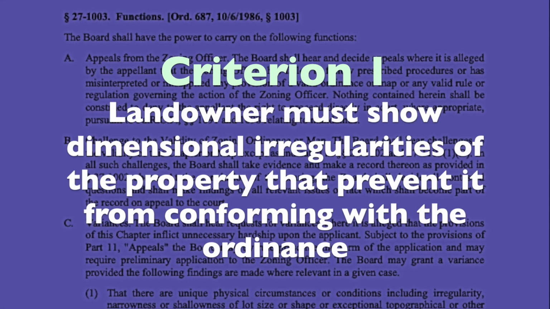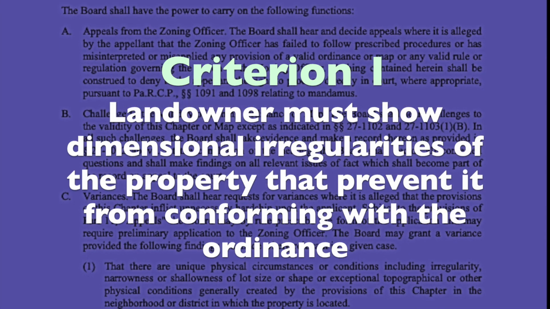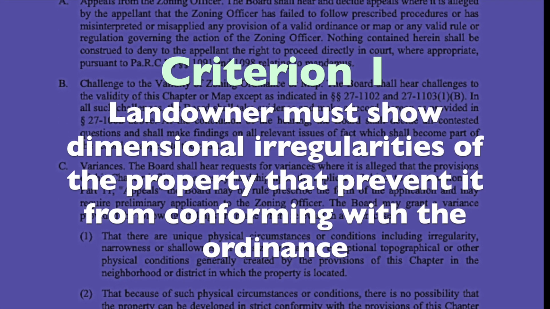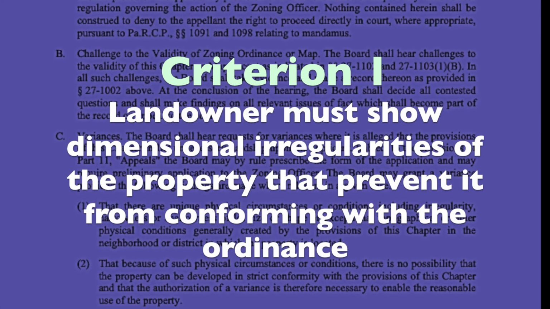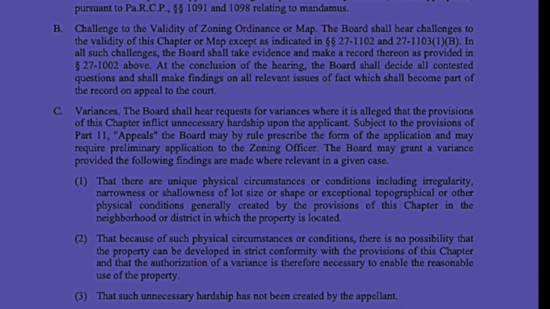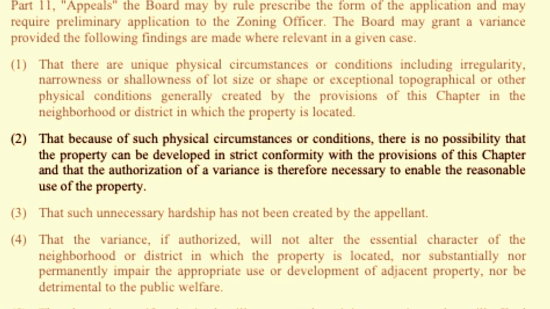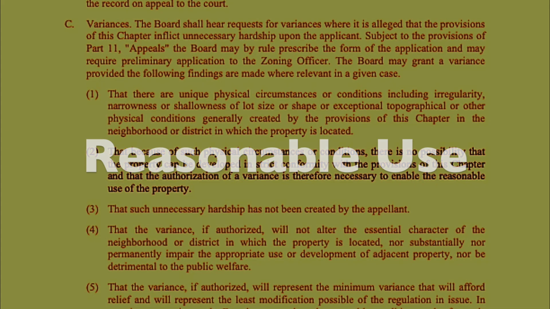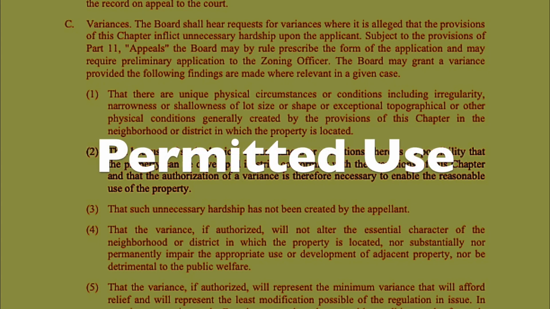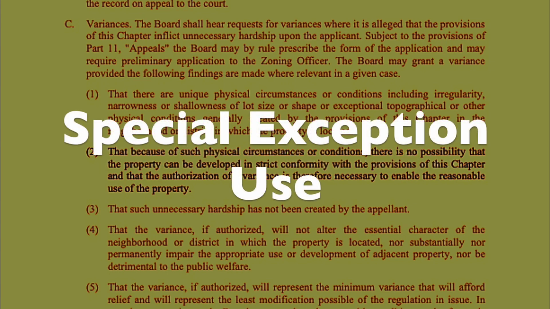Now, we looked closely at Criterion 1 in our last video, where we noted that the landowner must show dimensional irregularities of the property that prevent it from conforming with the ordinance. Criterion 2 seems to take over from here, where the landowner now must show that because of such physical circumstances or conditions, there is no possibility that the property can be developed in strict conformity with the provisions of this chapter, and that the authorization of a variance is therefore necessary to enable the reasonable use of the property. Although it's not clear what reasonable use means here, it very likely is a use that we would find either in the permitted use section or in the special exception use section.